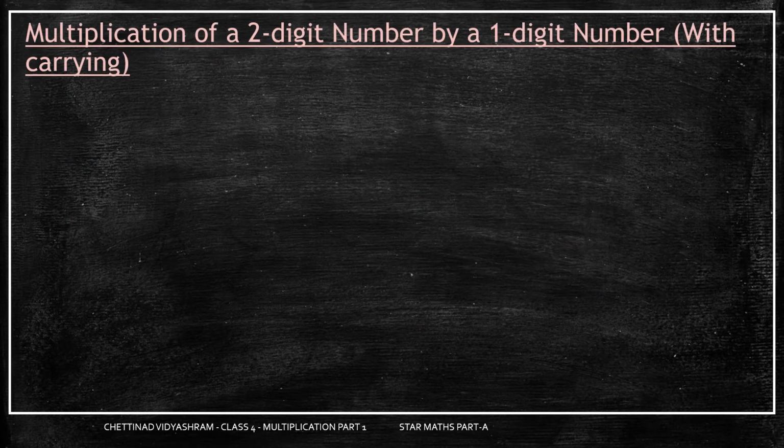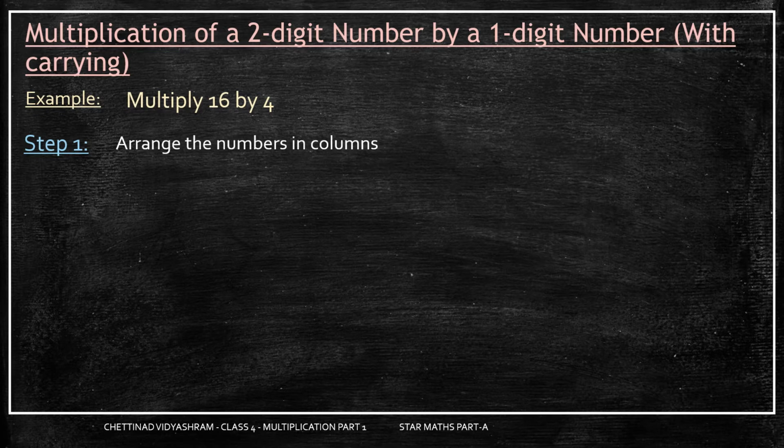Now multiplication of a 2 digit by a 1 digit number with carrying. Consider an example. Multiply 16 by 4. Here also we are going to follow 3 steps. Step 1, as usual, arrange the numbers in columns, which means arranging the number one below the other. I have written the places on top of it. So 16, the next line multiplied by 4.